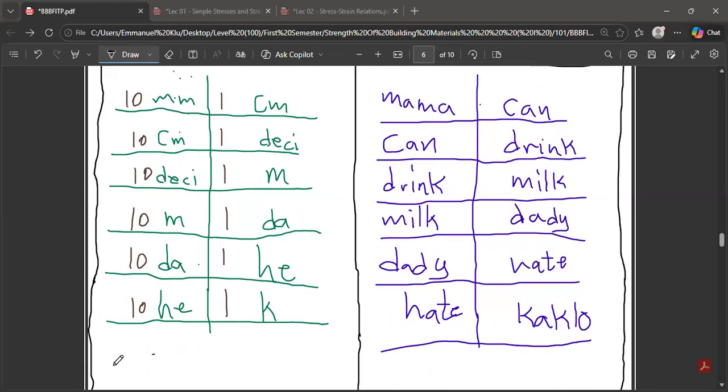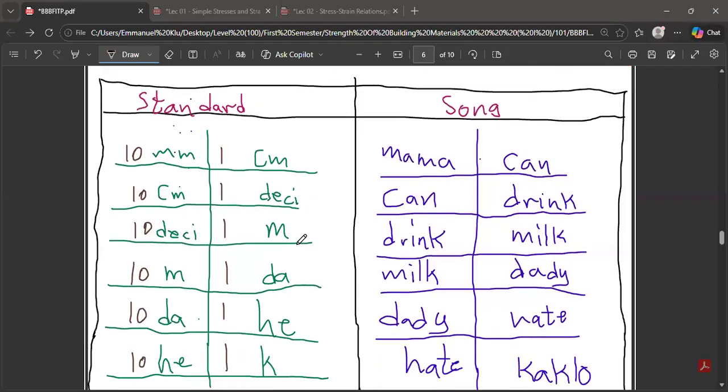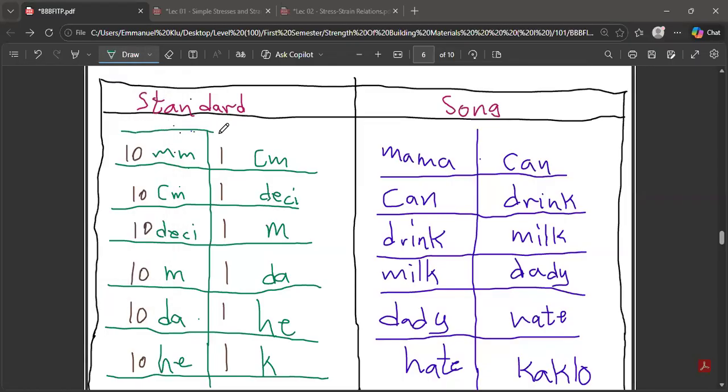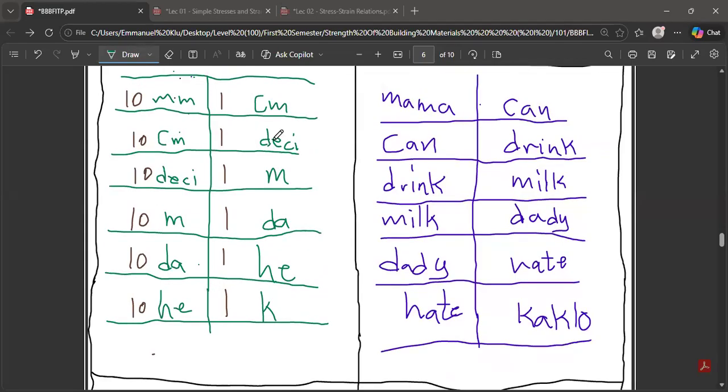So this is where the ideas came from. If you have this, any conversion, no matter how difficult the question, you can be able to do the conversion. Do you understand me? So that is what I said. 10 millimeters is equal to what? 1 centimeter. Can you see that 10 millimeters is equal to 1 centimeter? 10 centimeters go to 1 decimeter. What about decimeter? 10 decimeters is 1 meter. And 10 meters is 1 decameter.